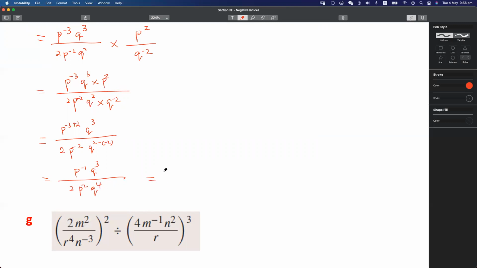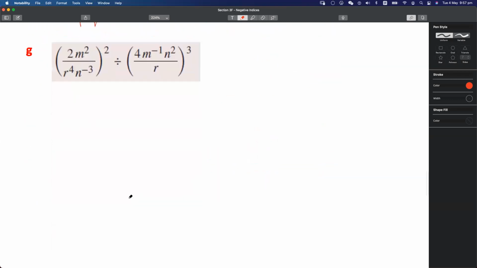And then you can simplify. So 1/2, p to the negative 1 on the top, negative 1 minus 2, and the q, 3 minus 4. So p to the negative 3 and q to the power of negative 1 over 2. These are negative indices. We don't like it. Let's make them positive so they can be flipped. So 1 over 2 p to the power of 3, q, because q to the power of 1 is just q.